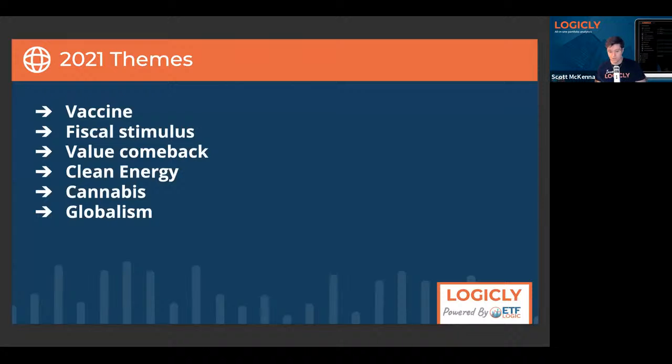And another interesting one is cannabis. With this past election, we saw a bunch of states come out with some kind of pro-cannabis legislation. I think Congress is set to vote on some kind of decriminalization or legalization pretty soon, so we'll talk about some ETFs within that category. And then also globalism. As we see the new policy of a new president, as well as a vaccine and things starting to open up again, we're going to see more of a globalist attitude, and we'll talk about some ETFs that would capitalize on that trend.